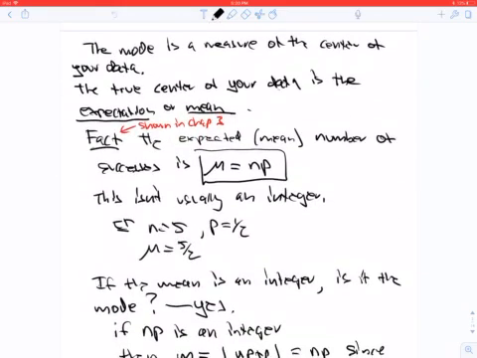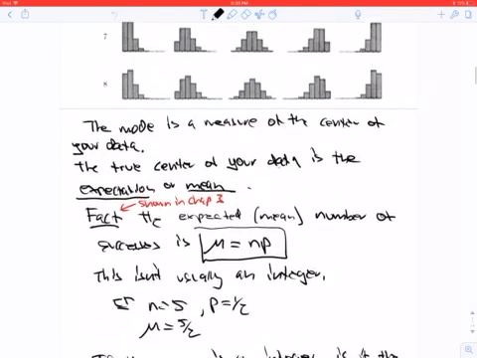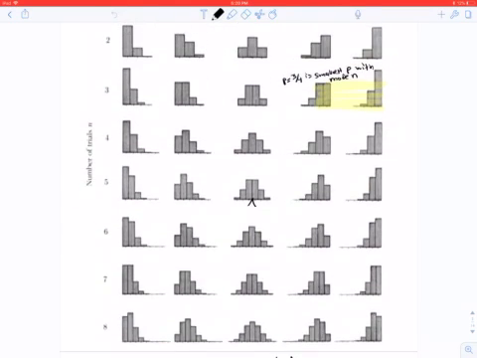Now the mode is a measure of the center of your data. The true center of your data, however, is the expectation or mean. Now, here's a fact shown in chapter 3 that the expected mean number of successes is mu equals np. Now, this isn't usually an integer. For example, when n is 5 and p is a half, mu is 5/2. So I can show that right here.